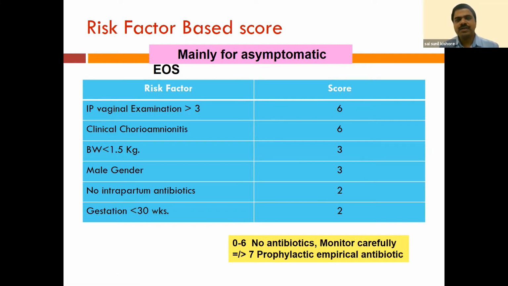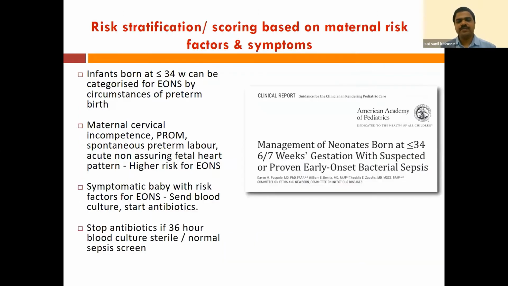If the score is 0 to 6, the chance of having early onset sepsis is less, and you can wait and watch that particular baby. Similarly, there is one more report published in the American Academy of Pediatrics. Basically the purpose is the same. This is for babies who are less than 34 weeks. If there is any maternal cervical incompetence, PROM, spontaneous preterm onset of labor, non-assuring fetal heart, these are all babies who are at risk of early onset sepsis.